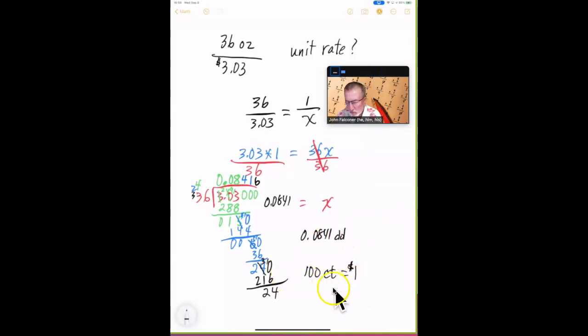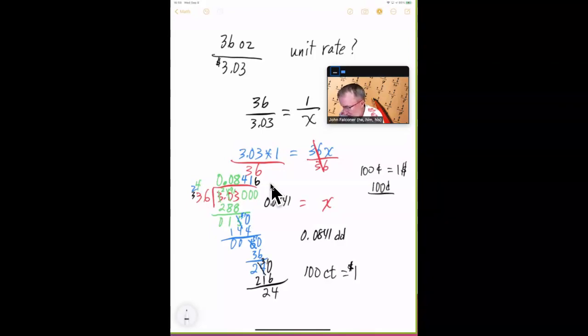100 cents is equal to $1. And when we do conversions, these two are equal to each other. So you can stack this as 100 cents, and let's do the cent sign here. 100 cents is equal to $1. Because they are equal to each other, you can stack them either this way, 100 cents over $1, or you can say $1 over 100 cents.